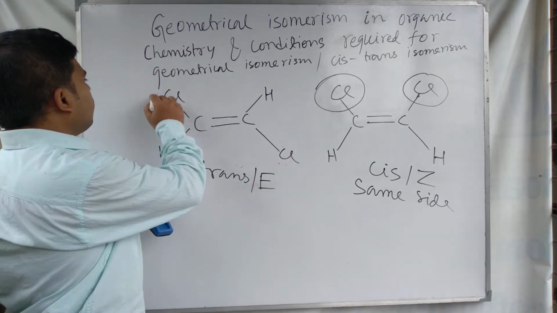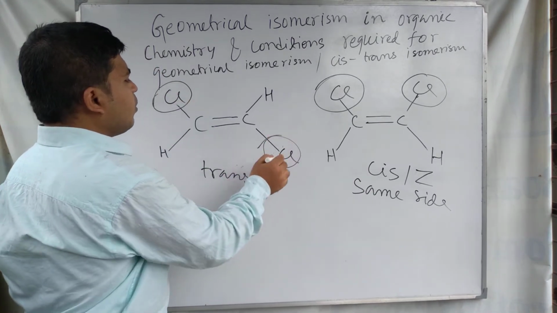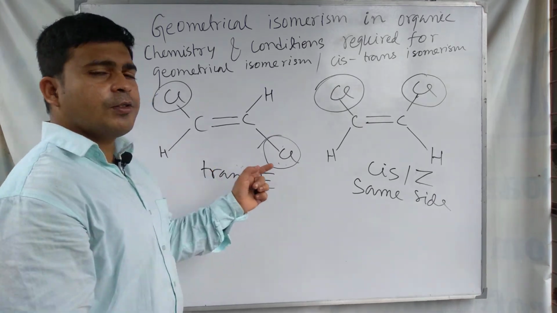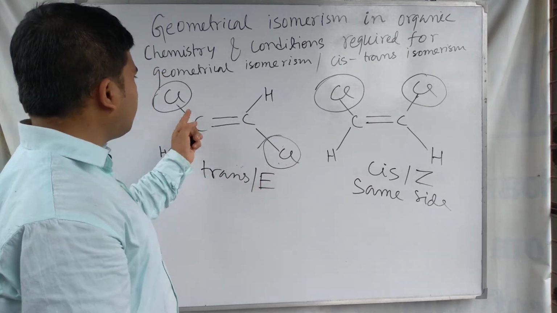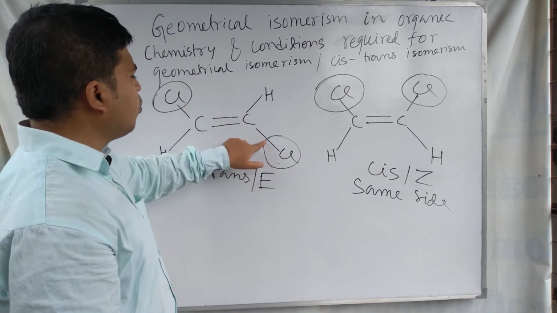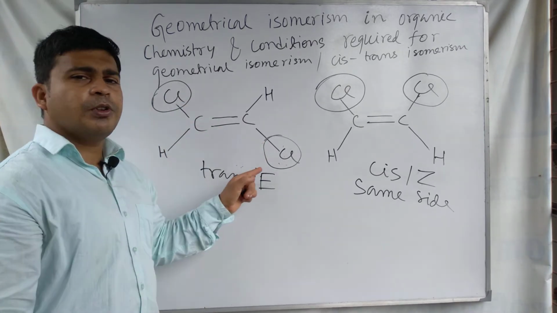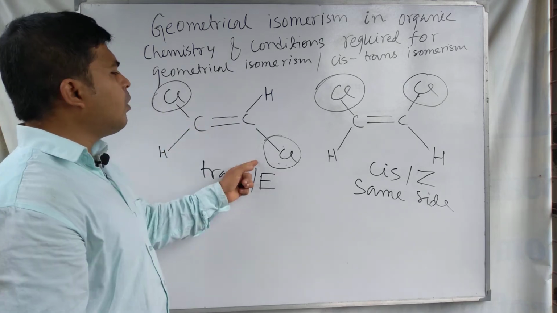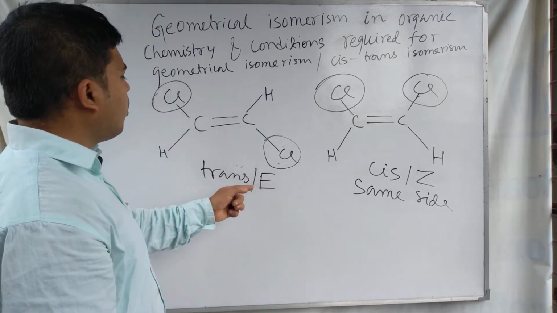And when the higher priority groups are on the opposite sides of the double bond, it is called the trans isomer. So for the trans isomer, the higher priority groups must be on opposite sides of the double bond. At that time we call it trans or E.